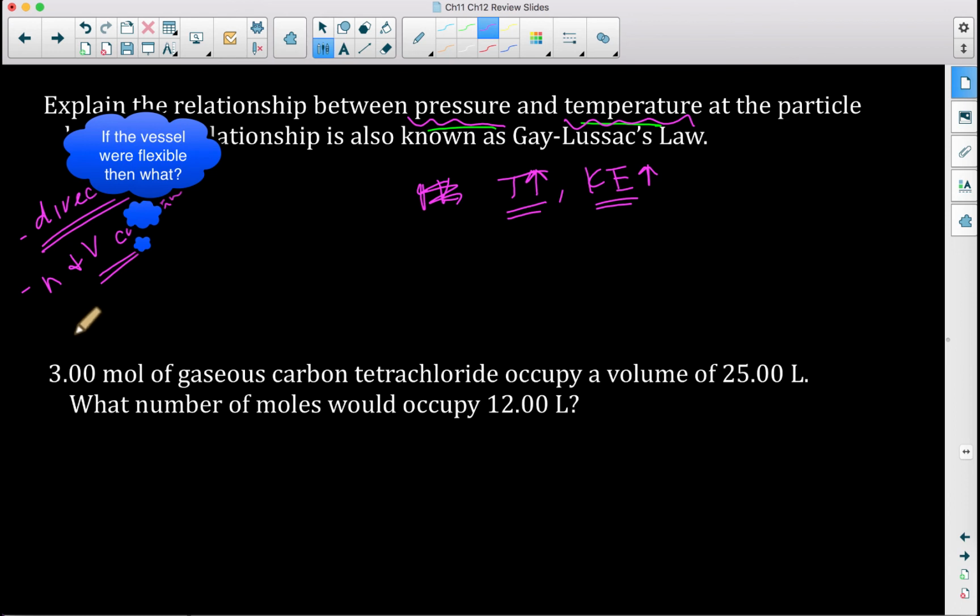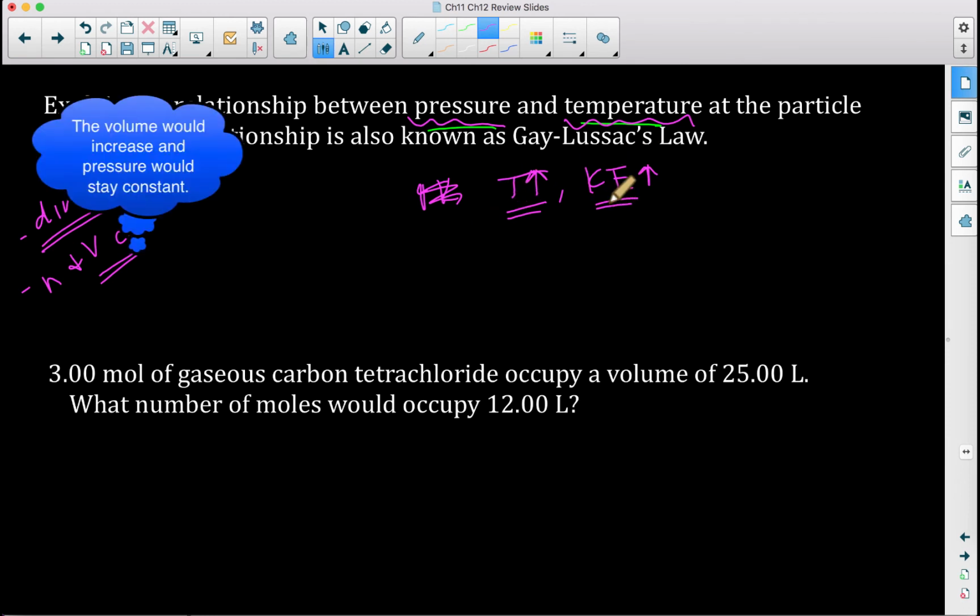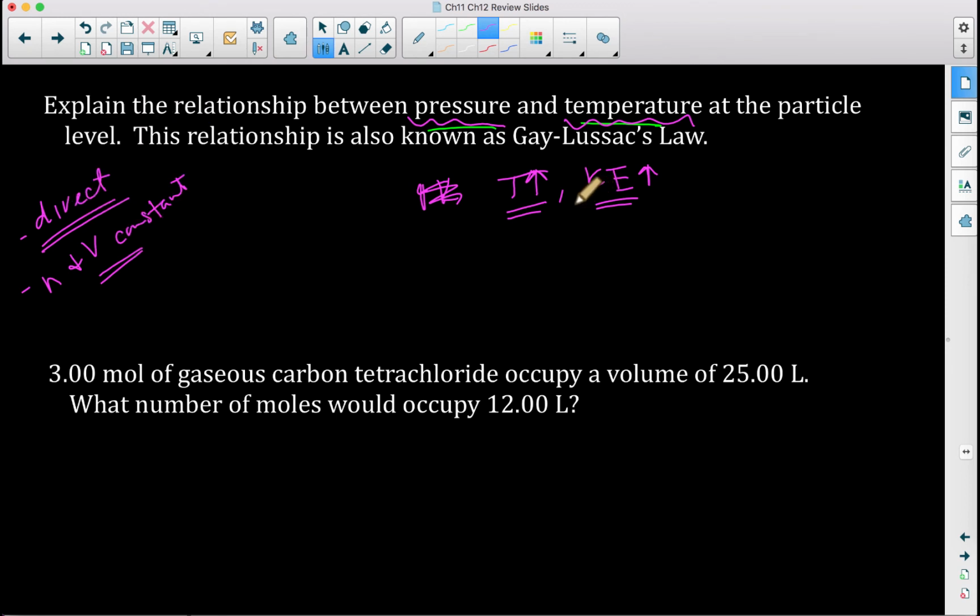So pressure and temperature have a direct relationship. As the temperature increases, the kinetic energy of my molecules increases, which means that they collide with the walls more often and with more force per collision, which, if volume and moles remain constant, results in an increase in pressure because pressure is the result of collisions with the walls of the vessel. And that would be an excellent answer to this question.